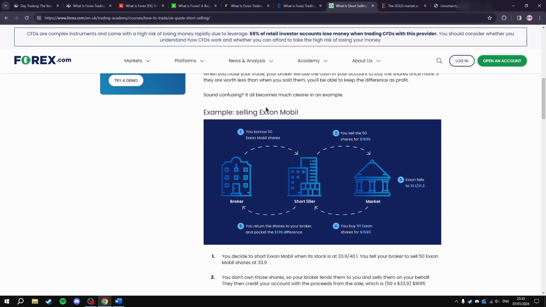Selling ExxonMobil. 1. You borrow 50 ExxonMobil shares. 2. You sell the 50 for that much. 3. ExxonMobil falls to that. 4. You buy the 50 for that. You return the shares to the broker and pocket the $130 difference.